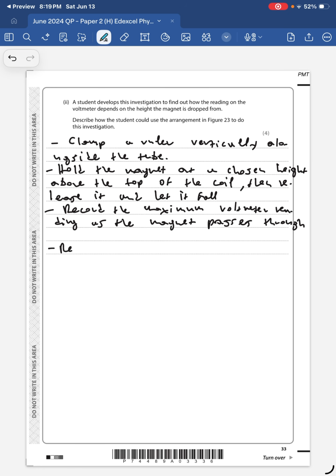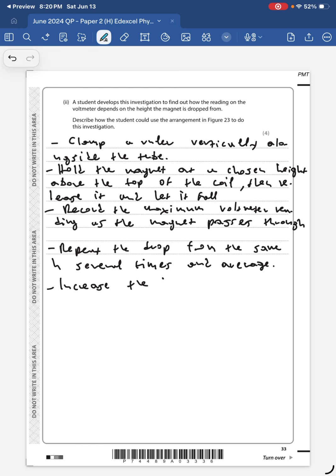Okay. Repeat the drop from the same height several times. H means height, okay. From the same height several times, okay. And average. Okay, take the average.